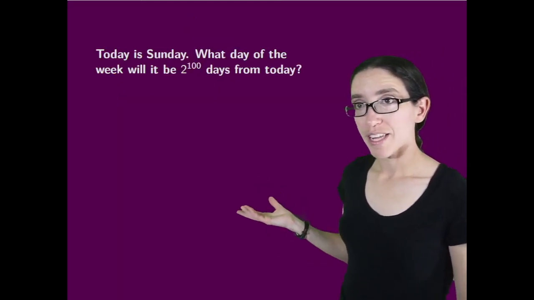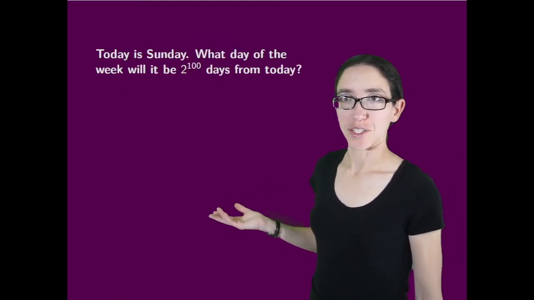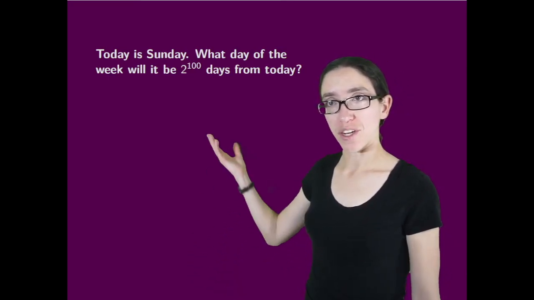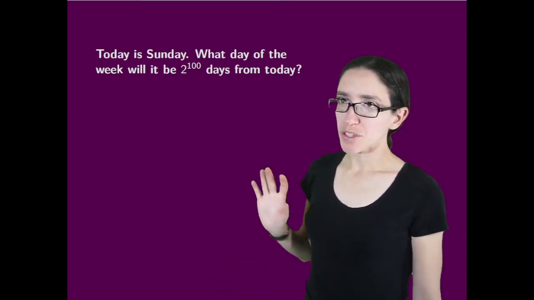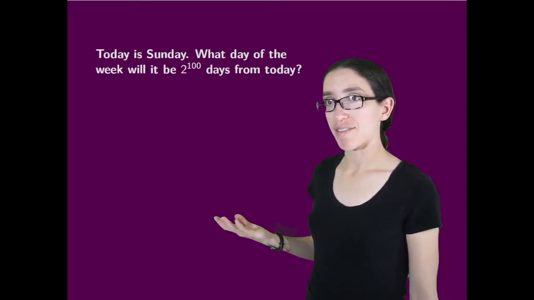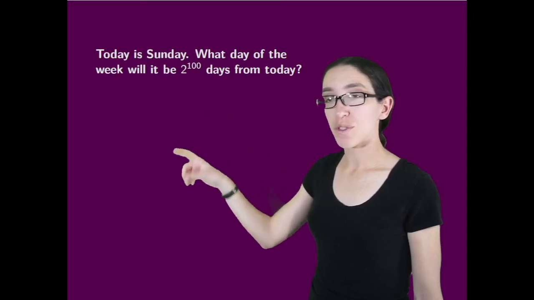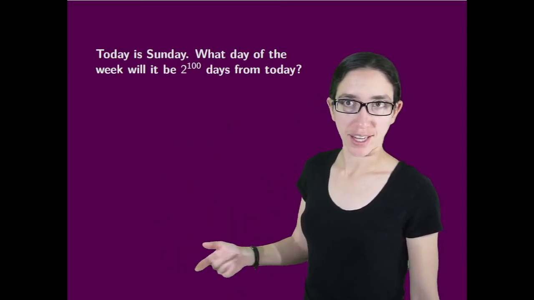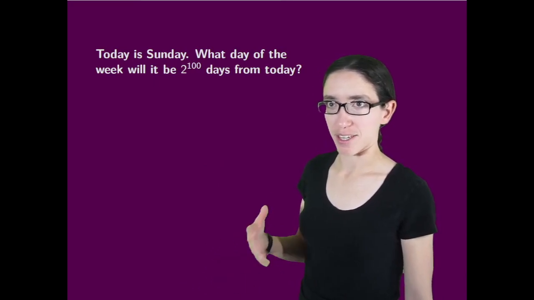So let's look at a fun application of modular arithmetic in combinatorics. Say today is Sunday. What day of the week will it be 2 to the 100th days from today? So when we're talking about days of the week, we want to use modular arithmetic because weeks have 7 days in them. So whenever you go 7 days forward, you come back to the same day. So 7 days from now it'll be Sunday, 14 days from now it'll be Sunday, and so on.